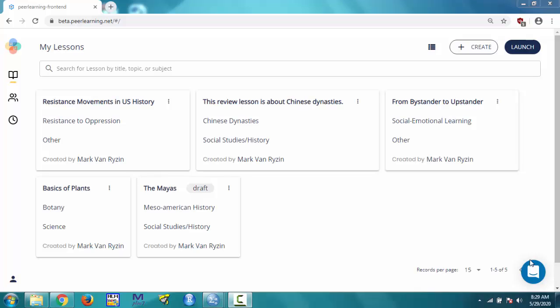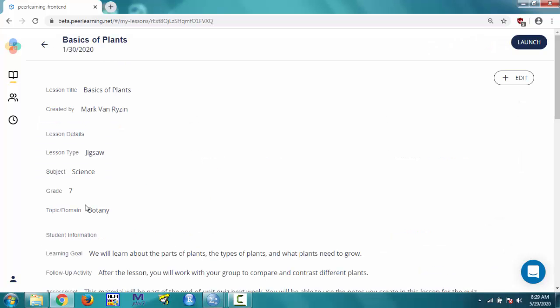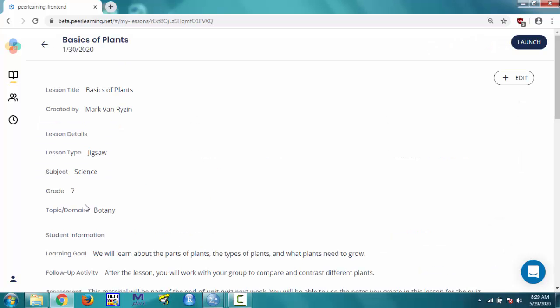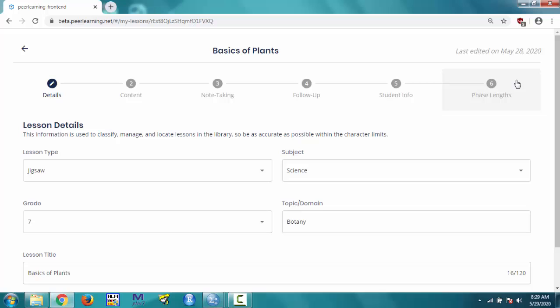Welcome to peerlearning.net. Today we are going to walk through the process of creating a lesson. We will use an existing lesson as an example. Here we have created a botany lesson targeting 7th graders. This is a wizard-like lesson design process.